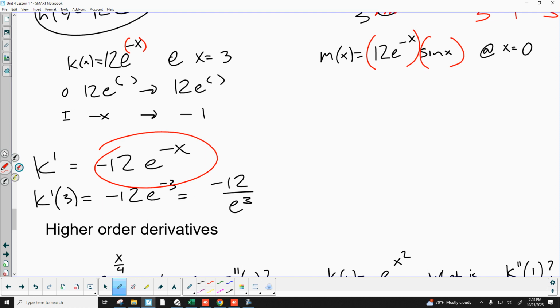If you get it right, if you get it wrong, who cares? We're practicing. Make your mistakes now. What we want to do is make our mistakes now.